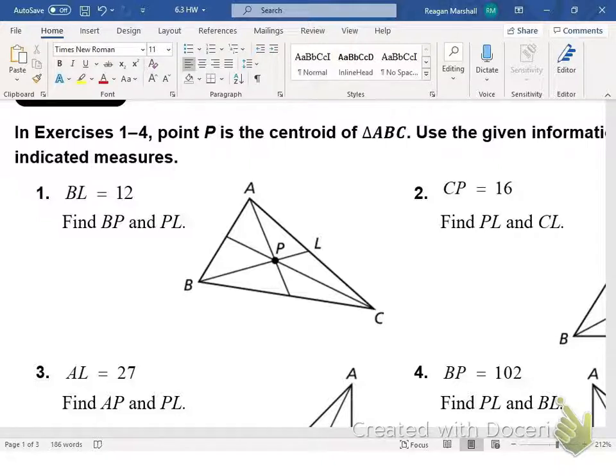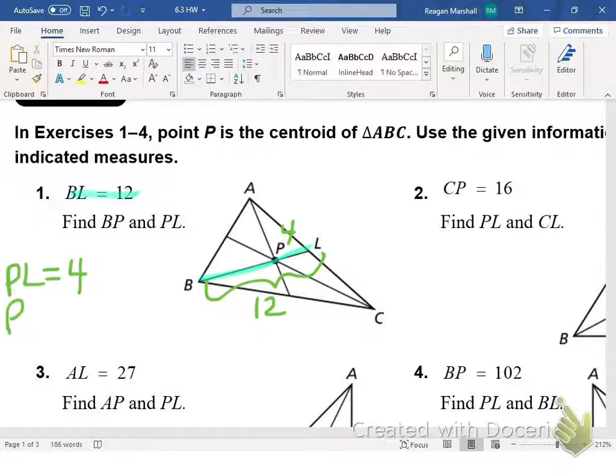I'm doing the first one with you. BL, is it the 1/3, the 2/3, or the whole line? The whole line. I told you in the video, what is the easiest thing to find if you're given the whole line? The 1/3 is easier. Because what is 1/3 of 12? Is 4. So one of these lengths is 4. Is BP equal to 4 or the length of PL equal to 4? PL. So I know PL is 4. I know the full length is 12.